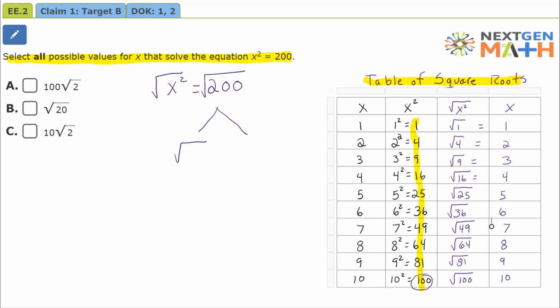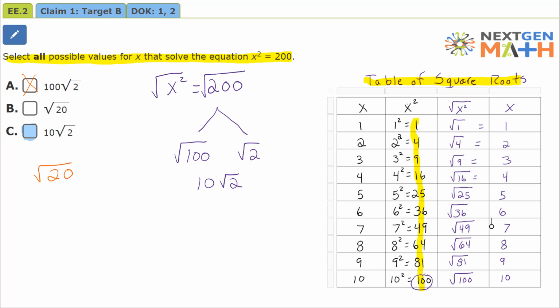So the square root of 200 is the square root of 100 multiplied by the square root of 2, and the square root of 100 is 10, and so our answer is 10 square root of 2. When we review our answer choices over here, right away we see C as a correct choice. A is obviously not a correct choice because that's going to be much bigger. So what we're left with is the square root of 20.